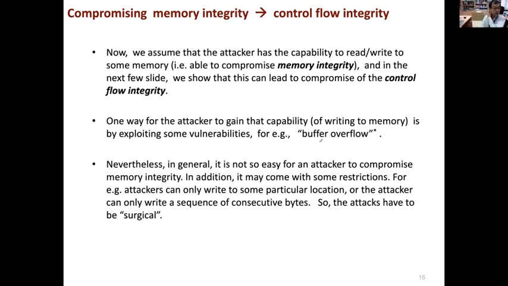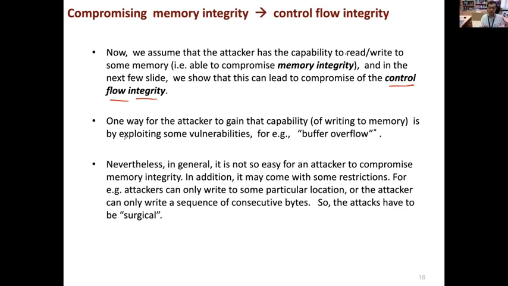So in the next few slides, we'll show how this compromise of memory integrity can lead to compromise of control flow or execution integrity. Also, one point to note is that although we assume the attacker has the capability to write to some memory, in general it is very difficult for them to do so.